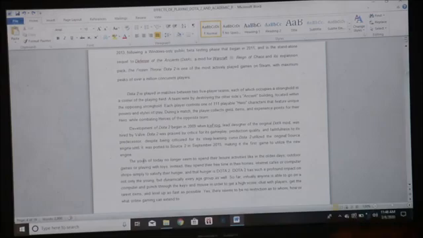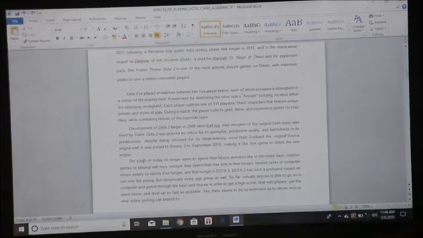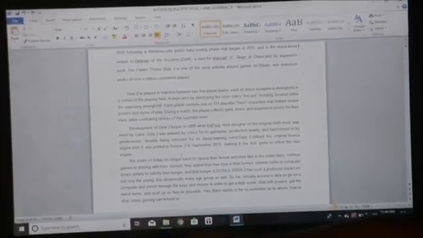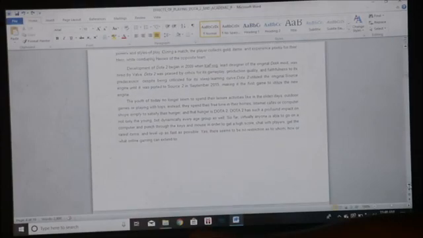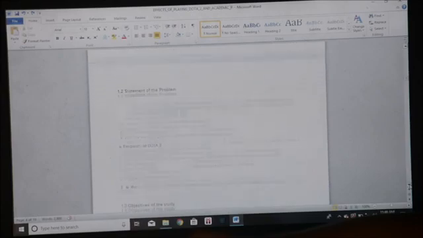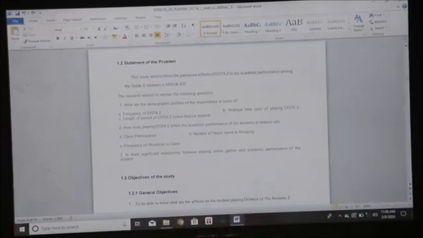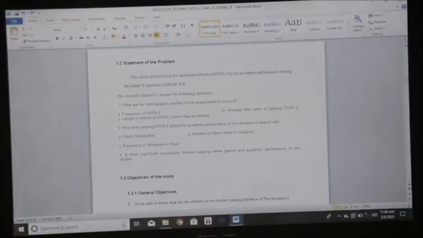As you can see, they didn't include their purpose for conducting this research. In research, it is important to include the purpose of the study. Next, the statement of the problem. I don't see any problem with it at all, except the structure itself.